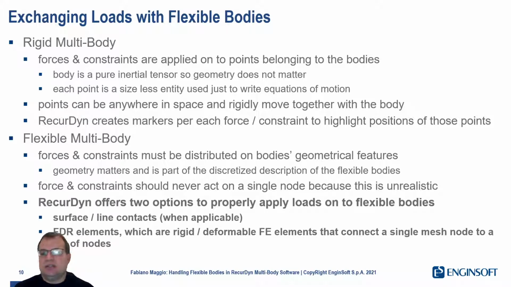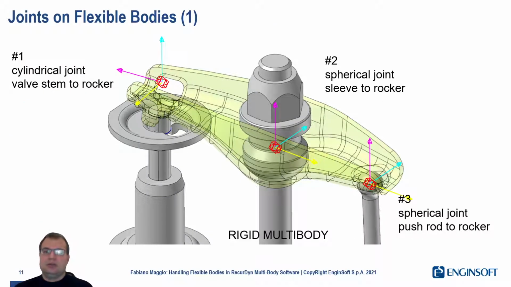Why do we need these FDRs? Because normally when we have a joint or a force applied on a body, it's located on a known coordinate, on a known point. So we start from a single point, but the effect of the force must be transferred to the body, and the body has its own extension, its own distribution. Let's make an example to make it clear.